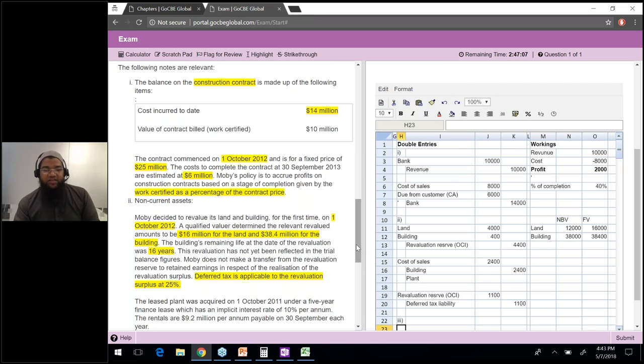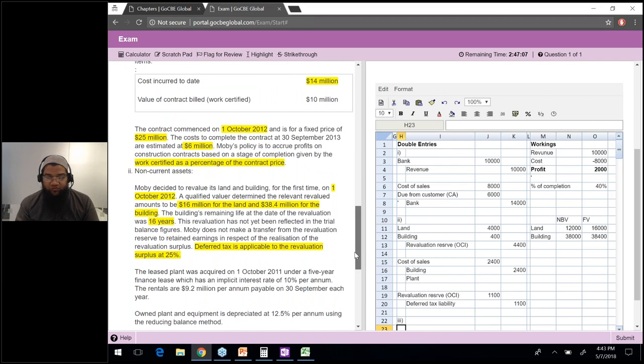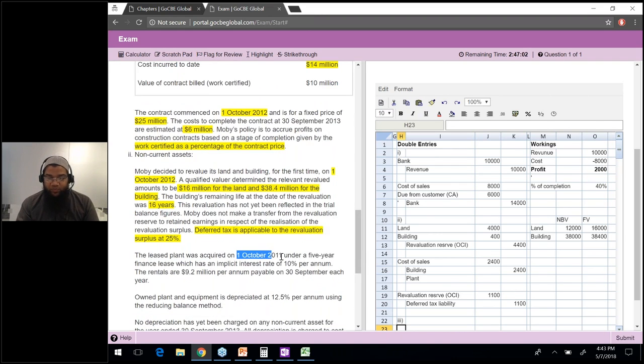Now the question further says that the lease plant was acquired on 1st October 2011, which means 2 years back from the year end, under a 5 year finance lease. Now the finance lease is known as lease, which has an implicit rate of 10% per annum. The lease rentals are 9.2 million per annum payable on 30th September each year.